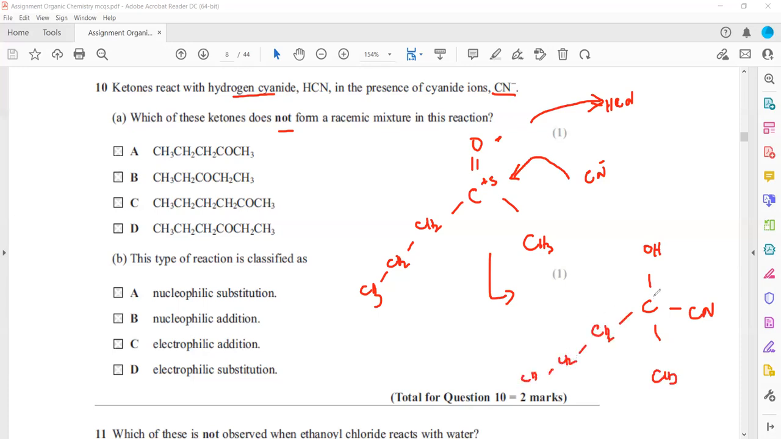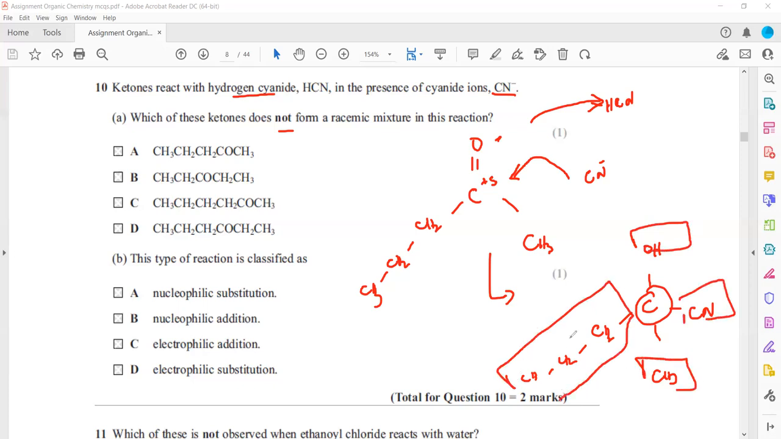So you can clearly see this is a chiral carbon. How is this a chiral carbon? Because four different groups are attached to it. As a result, it will be a chiral carbon.